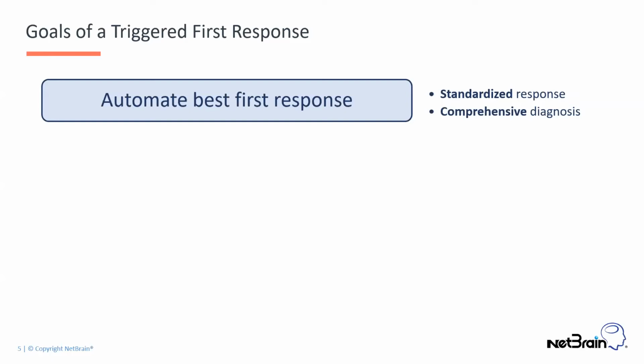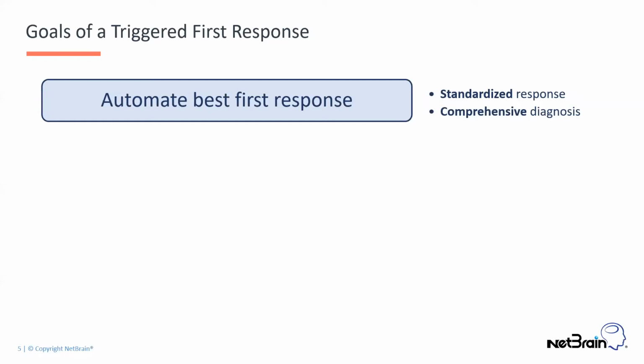So picture this as taking that best practice response to let's say a slow network event. You take the best engineer on your team, whatever those set of checks, diagnostics, and things that were done, let's package that up and reuse that every time, right? So that's the goal of a standardized response. And the other part of that is have it be comprehensive, right? Don't miss a check or a diagnostic, especially in an incident where things can be stressful.